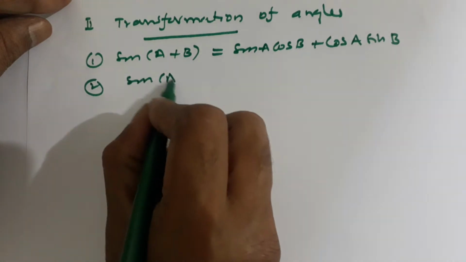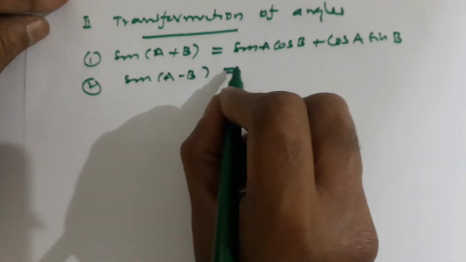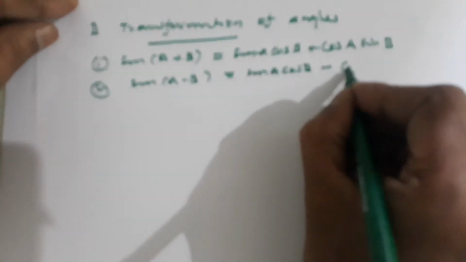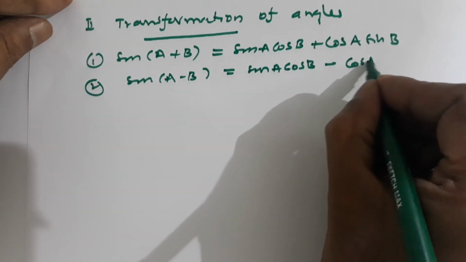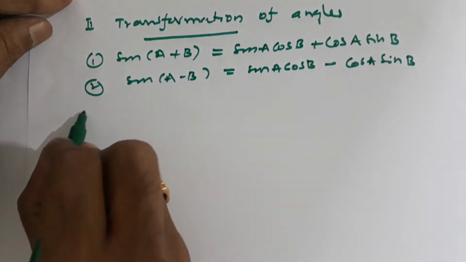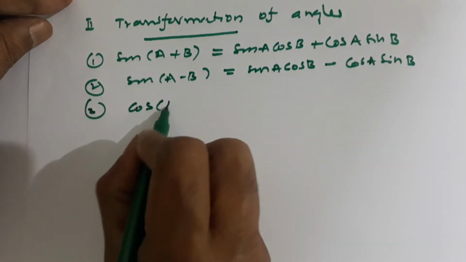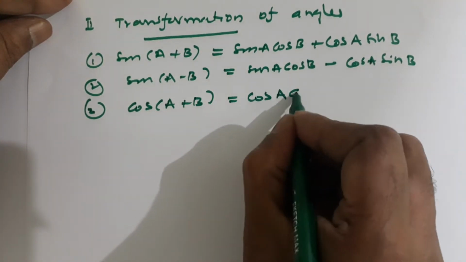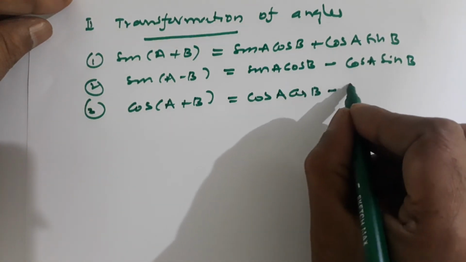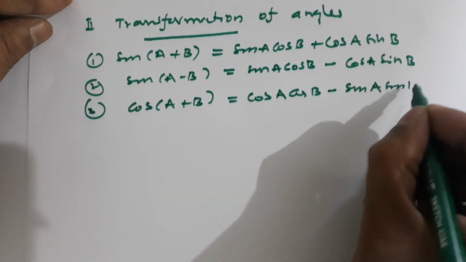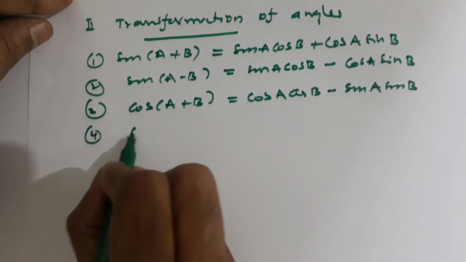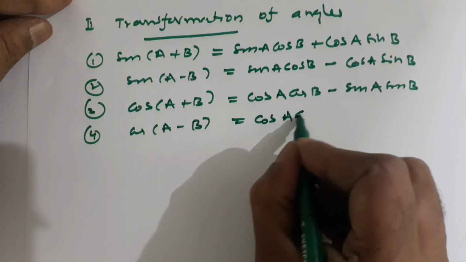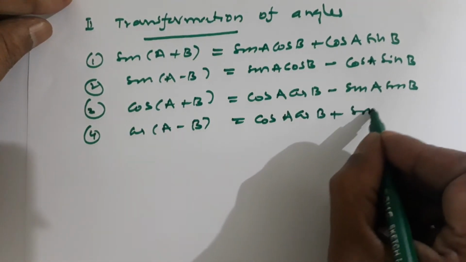The sin of a minus b is equal to, put minus between them is enough, sin a cos b minus cos a sin b. Third one, cos of a plus b is equal to cos a cos b minus sin a sin b. Fourth one, cos of a minus b is equal to, the plus between them, cos a cos b plus sin a sin b.